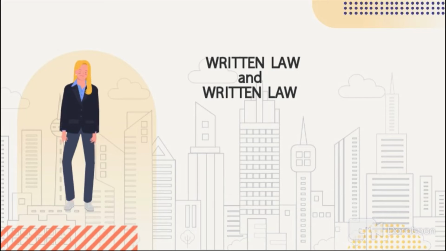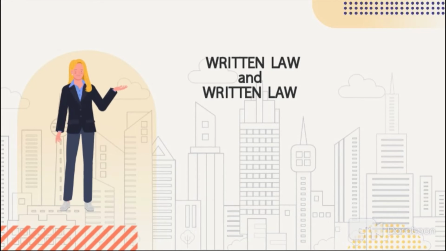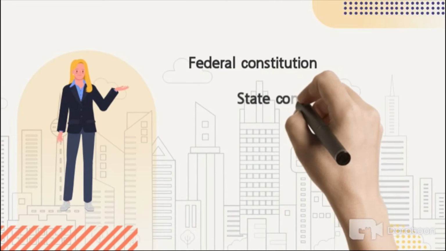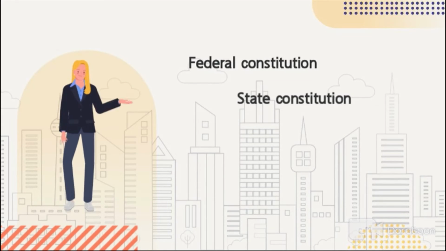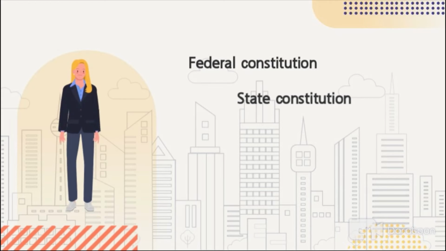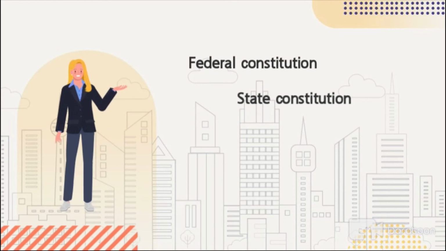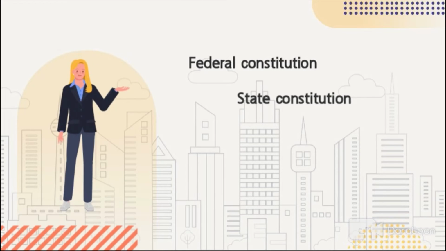Written law consists of four. Number one is the Federal Constitution. The Federal Constitution sets up a system of federalism within a country, which is your right as a Malaysian. Number two, we have the state constitution. This is a law approved by the head of government for the state.